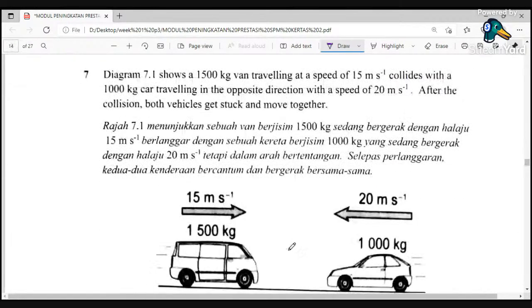Okay, number 7, diagram 7.1 shows a 1,500 kg van traveling speed 15 collide with 1,000 kg car traveling opposite direction, speed 20.